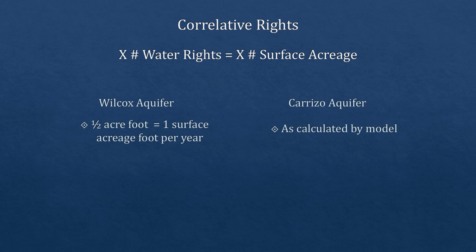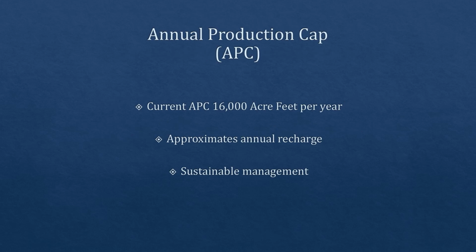By a policy decision, the board chose to allocate only a portion of the available water, designating part of it as a water right. A second policy decision was to establish a permitting cap, which represents the maximum volume of water that can be extracted from the Carrizo Aquifer each year. This annual production cap, or APC, is a policy tool used by the GCGCD to regulate groundwater extraction and promote sustainable use of the Carrizo Aquifer.